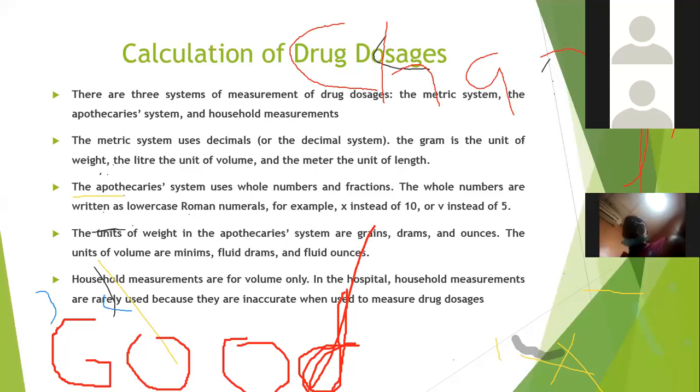The apothecary system uses whole numbers and fractions. The whole numbers are usually written in lowercase Roman numerals. For example, you use a small x instead of 10, and a lowercase v instead of 5, so don't forget your Roman numerals. The units of weight in the apothecary system are the grains, the drams, and the ounces, while those of volume are minims, fluid drams, and fluid ounces. The household measurements are for volume only. That is why I said you use them at home when you are discharging your patient. In the hospital, household measurements are rarely used because they are inaccurate when used to measure drugs.